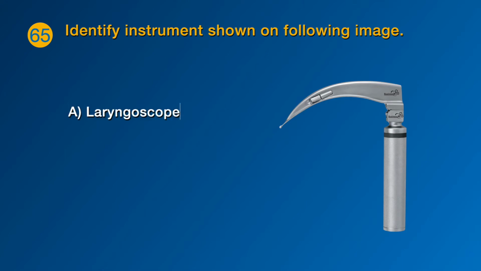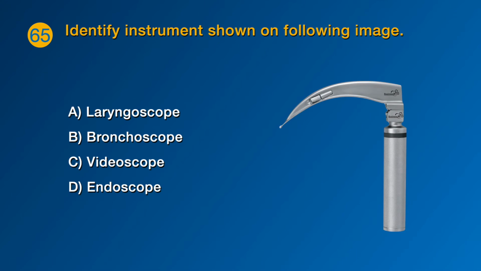Next question is, identify instruments shown on following image. Options are laryngoscope, bronchoscope, videoscope and endoscope. So answer is A, laryngoscope. Laryngoscope is used to look into throat, larynx and voice box.